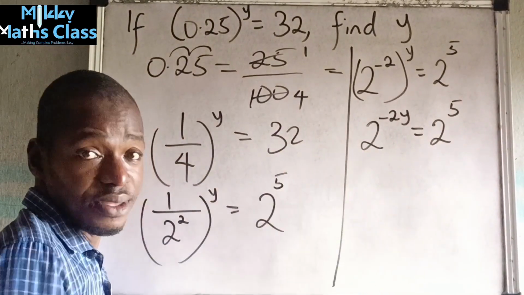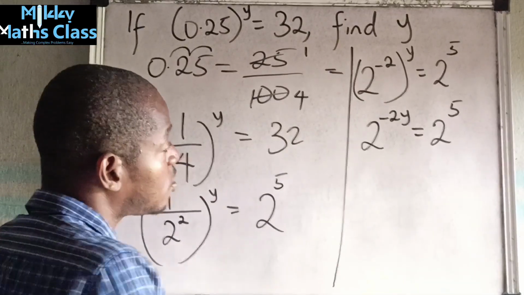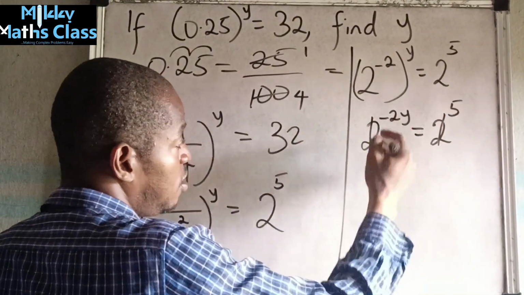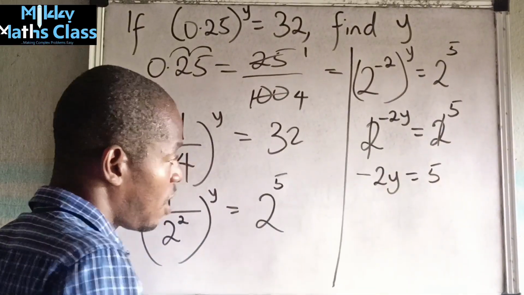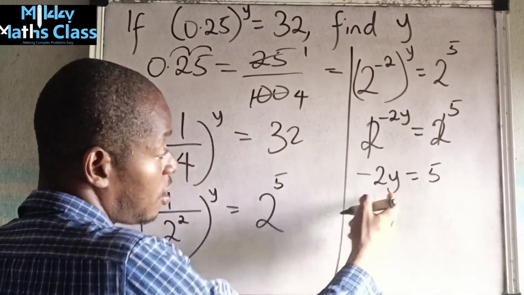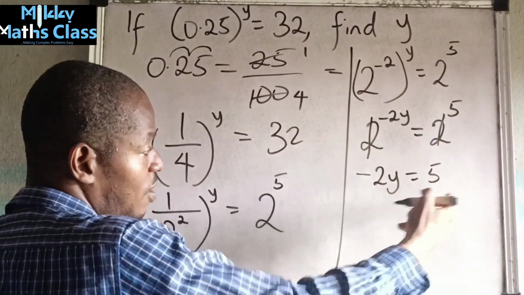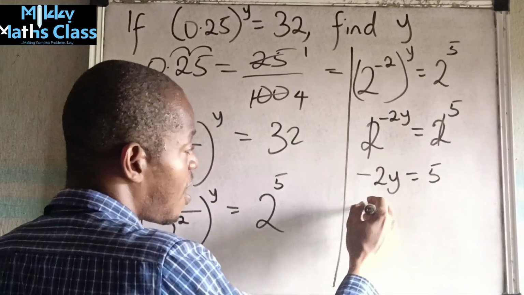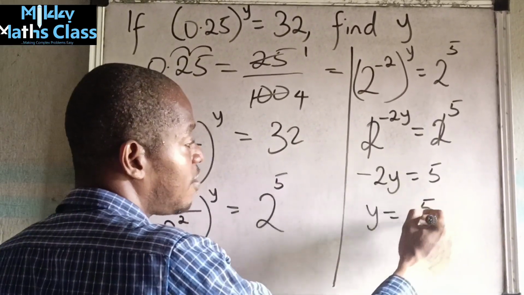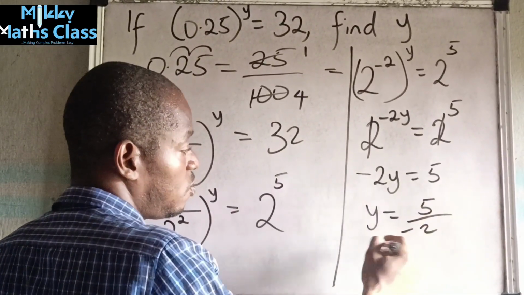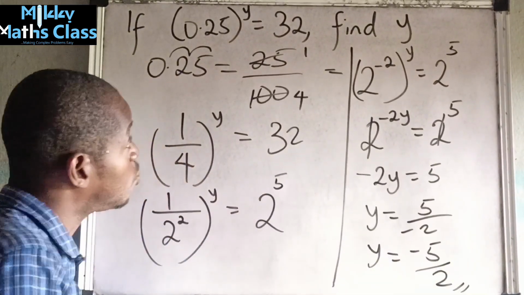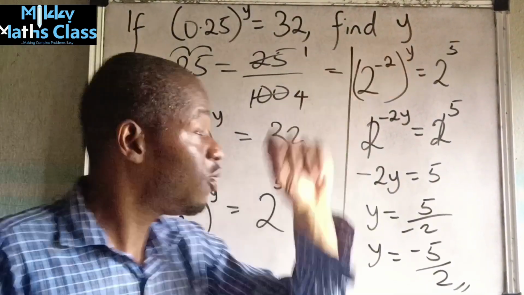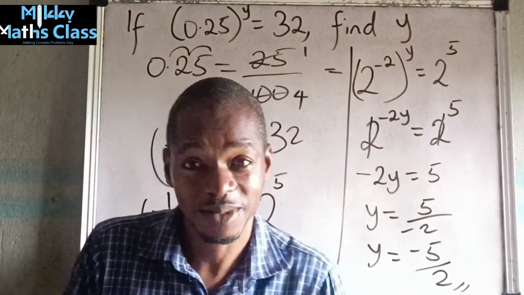Now they have the same base. The base can cancel out. 2 will cancel out 2. It follows that negative 2y is equal to 5. Now I'm interested in y, so I divide both sides by negative 2. So y will be equal to 5 over negative 2. So our y is equal to negative 5 over 2. So that's the value of y. Very easy. I hope you follow through.